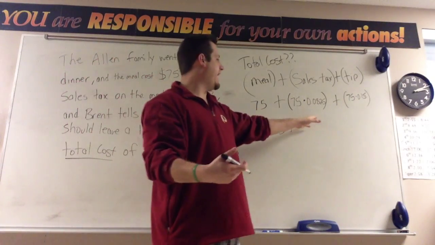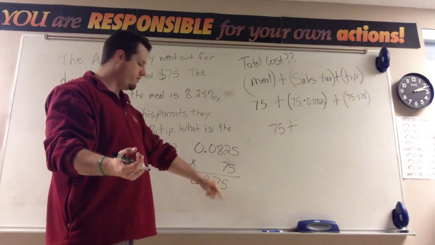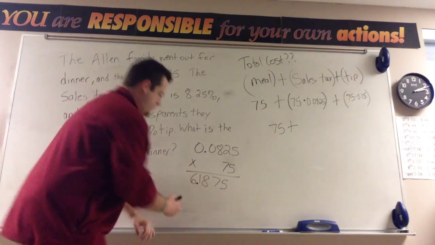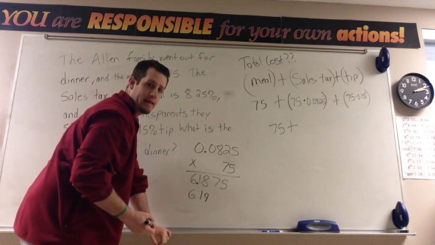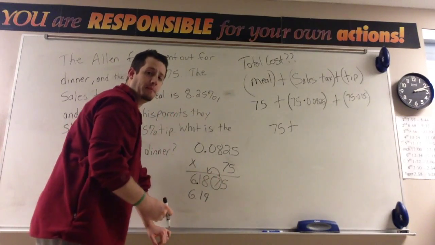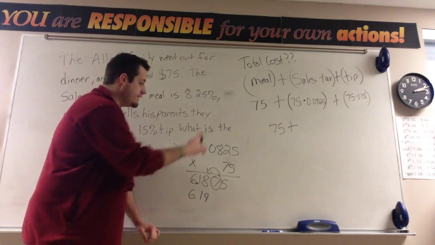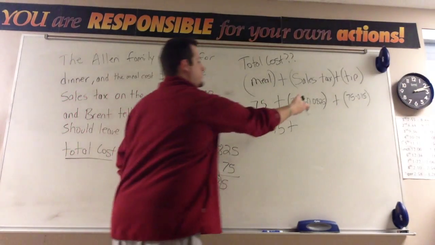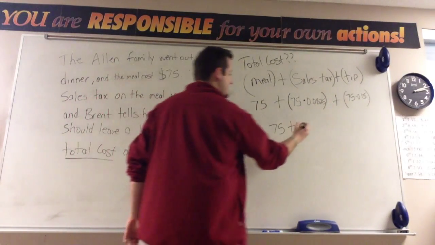Okay, so the sales tax is going to be what? 6.1875? Or how about 6.19? Because the 7 told the 8 to bump up, right? So what's the sales tax? What's 8.25% of $75? $6.19.